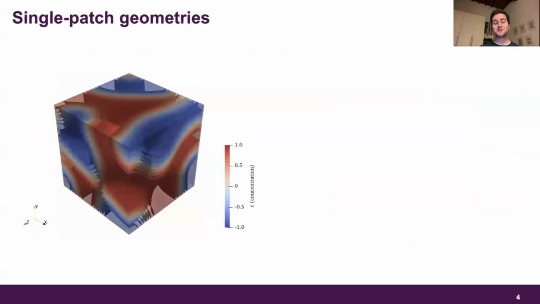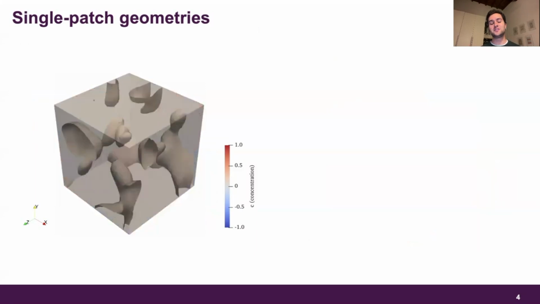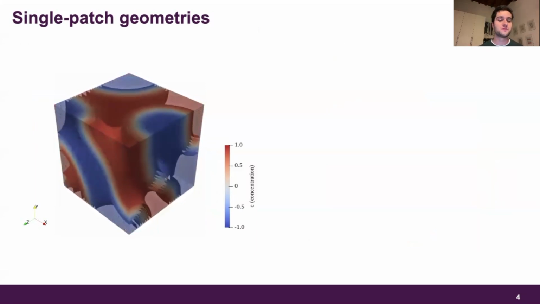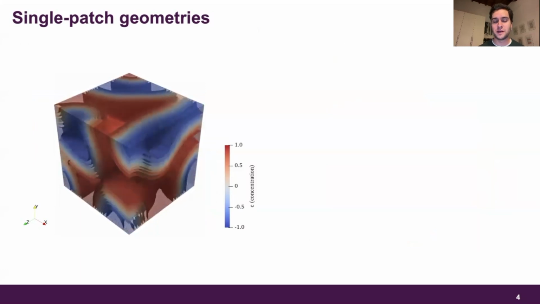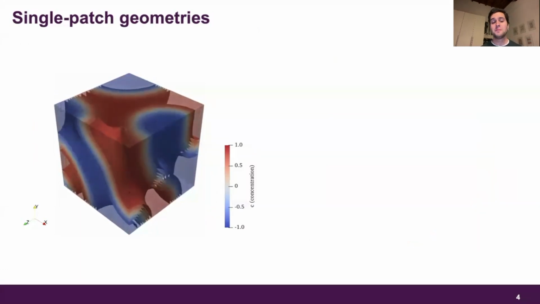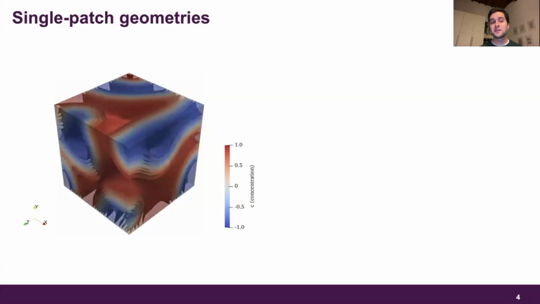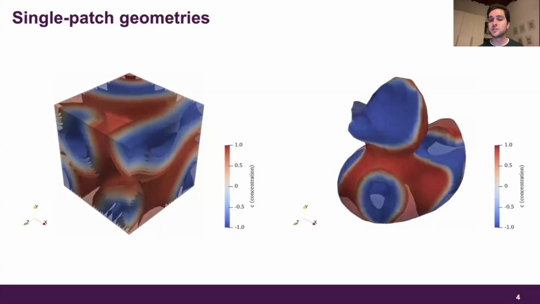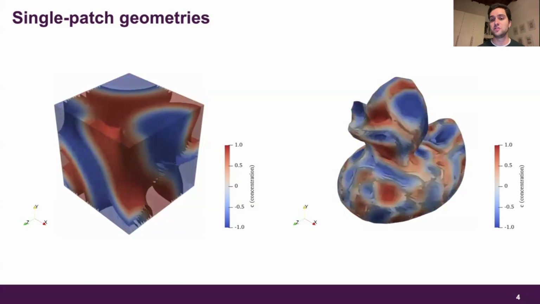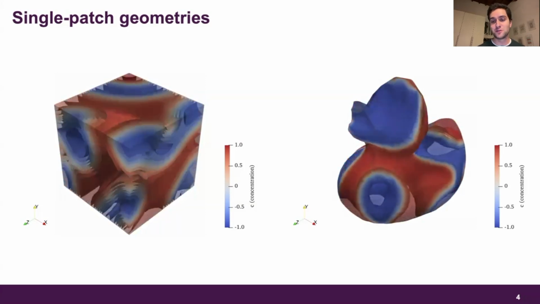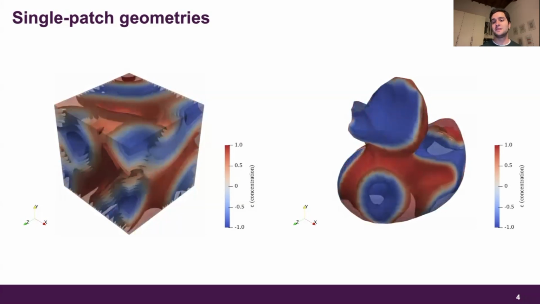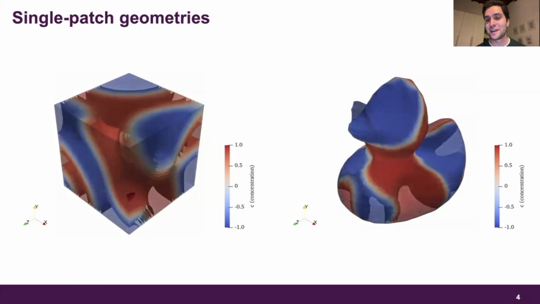Now, all of the geometries I've shown are the easiest geometries we can think of in the three-dimensional case, which are cubes. And they are, of course, also single patch geometries. But we wanted to take a step further and try to solve the Cahn-Hilliard equation on a more complicated geometry. And for doing so, we took a single patch parametrization of the DAC and tested our code against it.